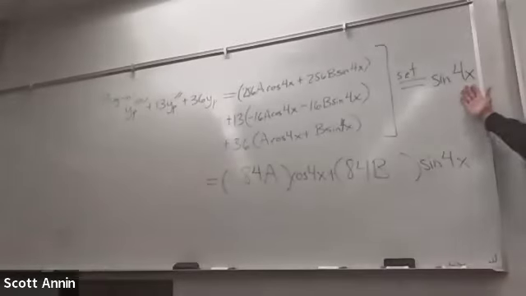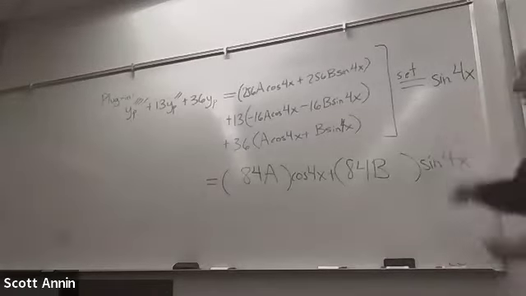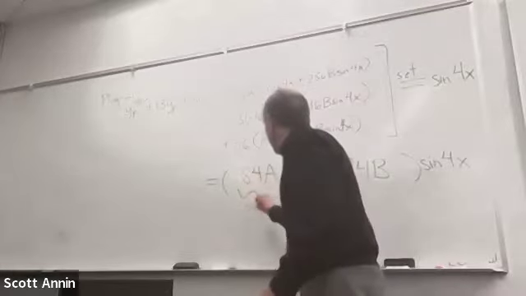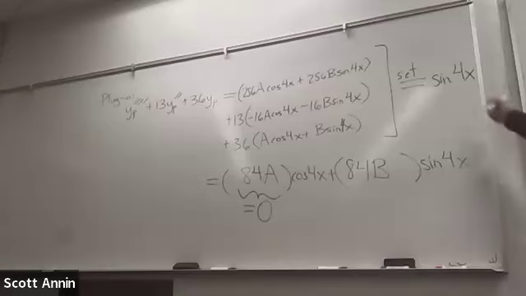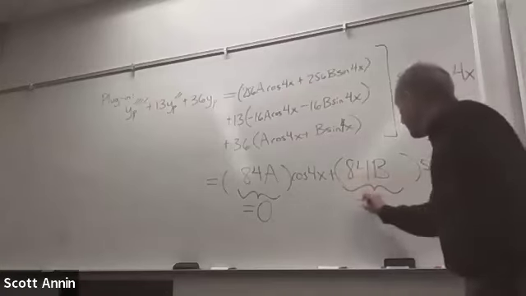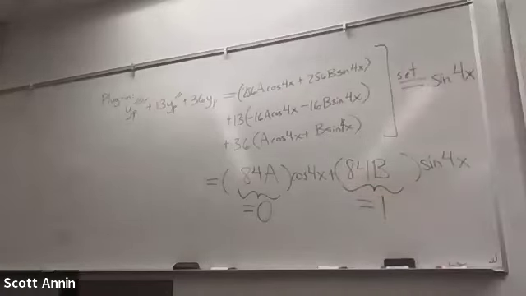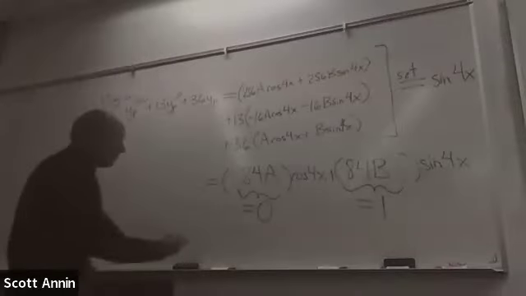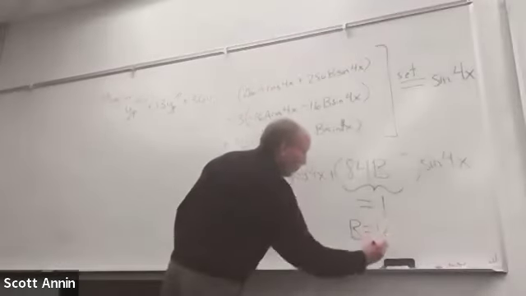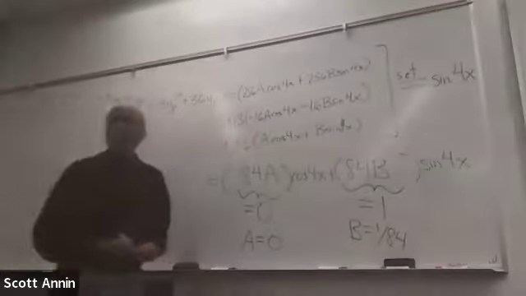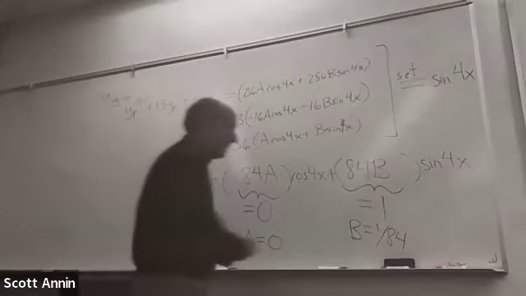So I see on the right-hand side, I don't have any cosines. So this must be 0. There cannot be any cosines in this expression. And on the right-hand side, I have only one sine of 4x. So the left-hand side has got to match that. There should only be one sine of 4x on the right side. And if you're good with that, then you see that A has to be 0, and you see that B has to be 1 over 84.